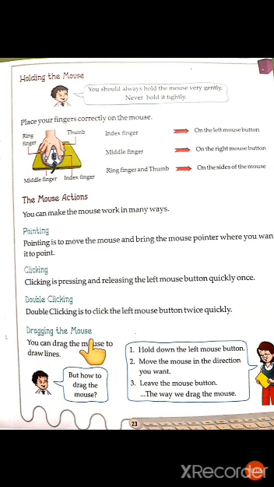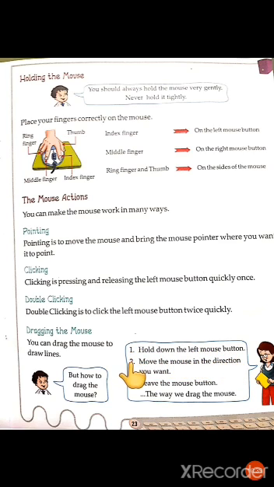Now dragging the mouse. How can you drag the mouse? You can drag the mouse to draw lines. Now this child is asking, but how to drag the mouse? We can drag the mouse with the help of the left mouse button. Clicking, you understood? We press the left mouse button quickly once. Now what do we do in dragging? First, hold down the left mouse button.